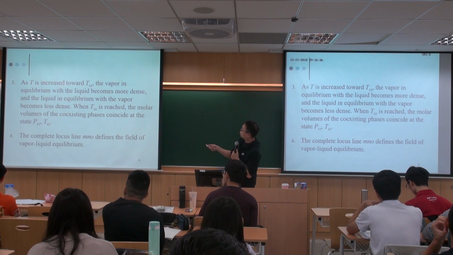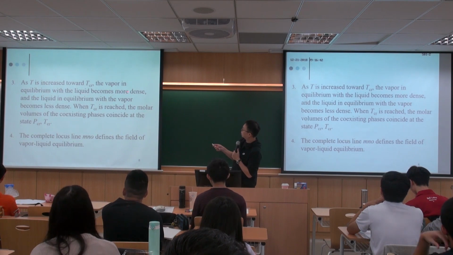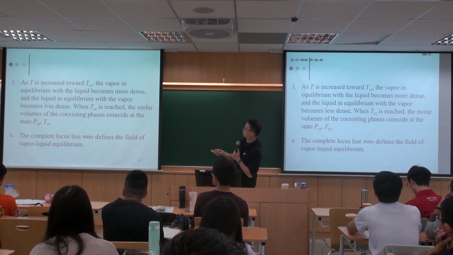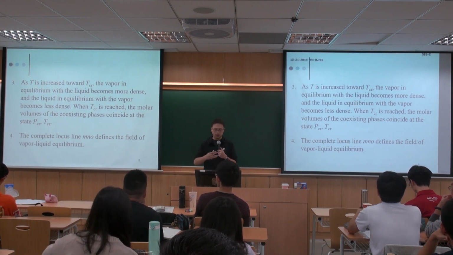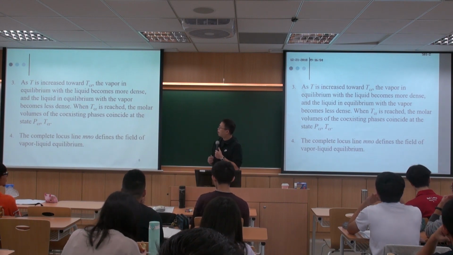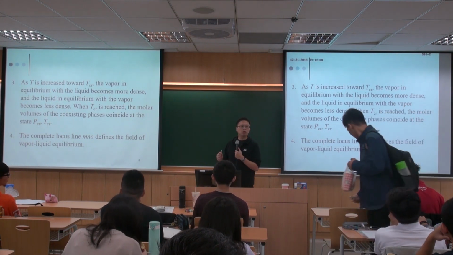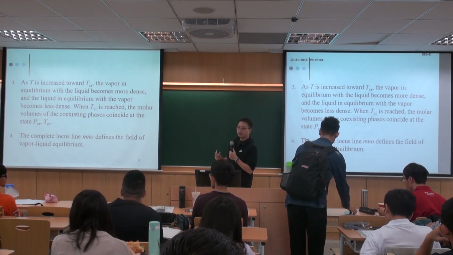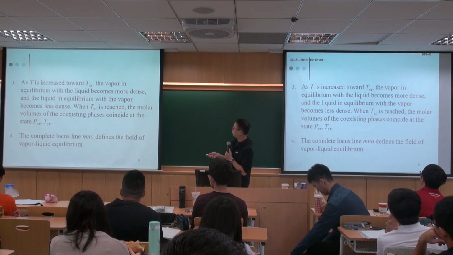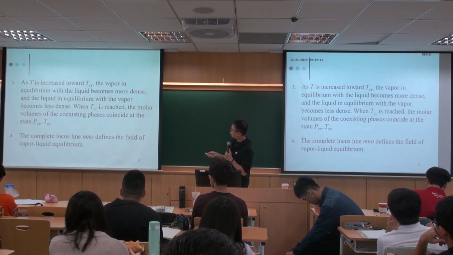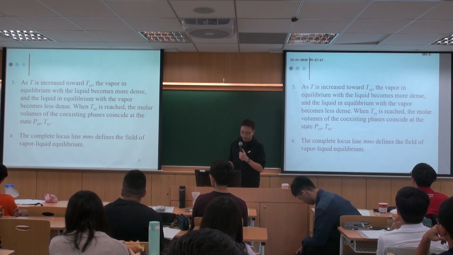And when the temperature increases towards T critical, the vapor in equilibrium with the liquid becomes more dense, and the liquid in equilibrium with the vapor becomes less dense, which means that the boundary which defines liquid and vapor is becoming more and more vague. Therefore, when you reach the critical temperature, there's no distinction between the liquid and the vapor. Those two phases coexist with each other, so when the temperature reaches this critical value, you only have just one phase.